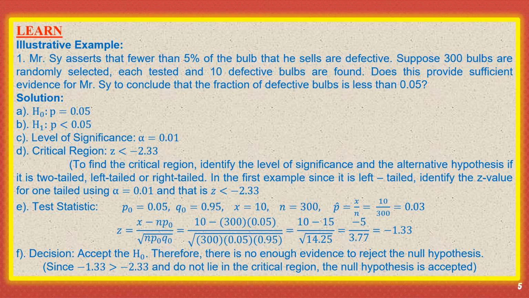So our decision is accept the null hypothesis. So we accept the null hypothesis because our computed value, which is negative 1.33, is greater than negative 2.33 and does not lie on the critical region. So therefore we could say that there is not enough evidence to reject the null hypothesis.